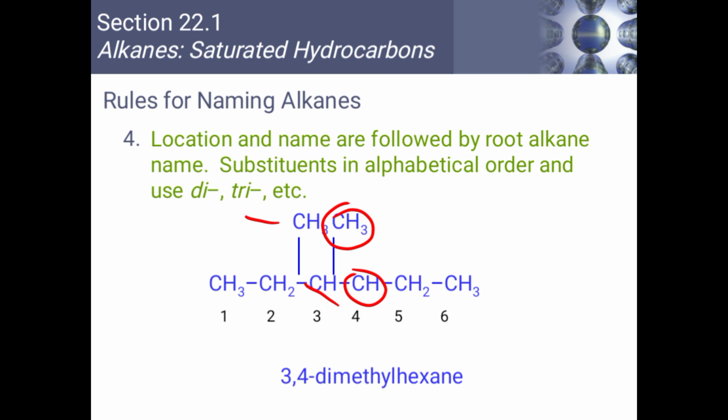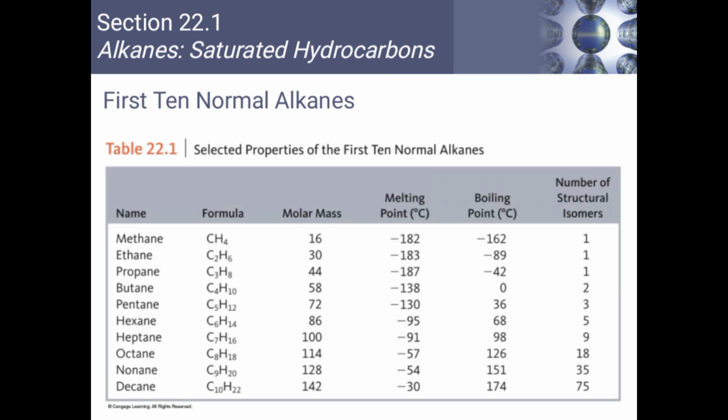So all the substituents are methyl. So that is why at carbon 3 we have 3, then at carbon 4 we have 4, so that is why we have 3,4. Since the methyls are 2, we are now going to say 3,4-dimethylhexane. And this is just the first ten normal alkanes. So we see we have methane, ethane, propane, butane, pentane, hexane, heptane, octane, nonane, and decane.